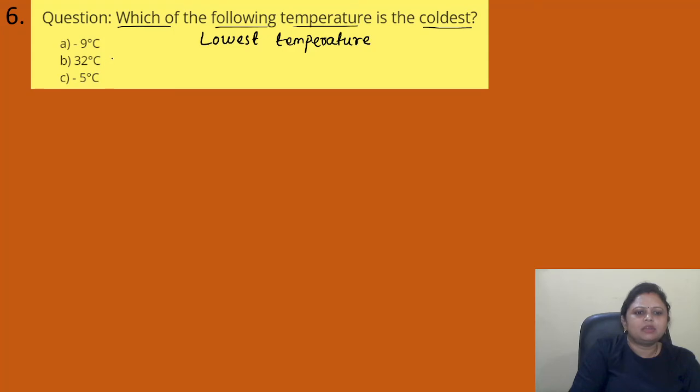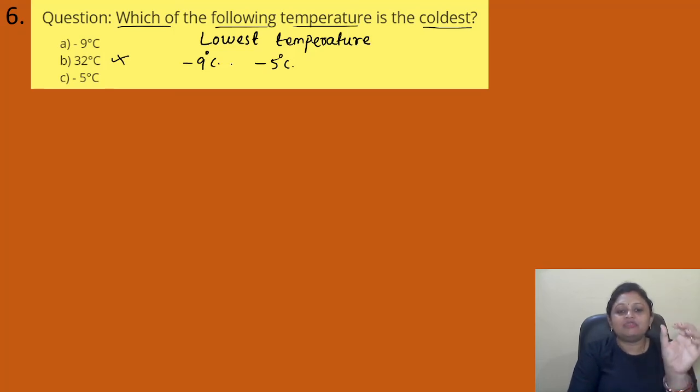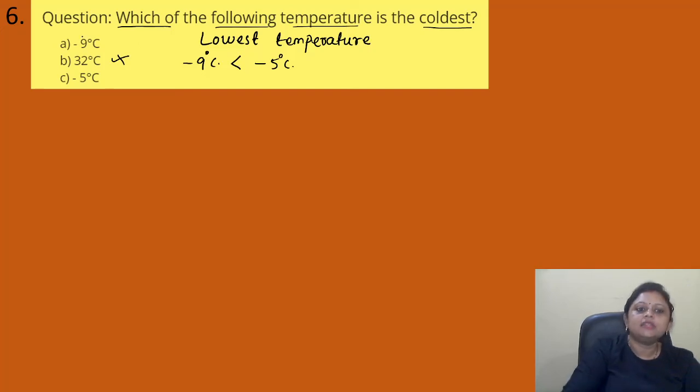If we compare, 32 degrees centigrade is positive, so it cannot be the answer. Comparing minus 9 degrees centigrade and minus 5 degrees centigrade, which has the lower value? We know these are negative numbers. The greater the number, the lesser the value. So minus 9 is less than minus 5. So here the coldest one is minus 9 degrees centigrade. Got it? Okay. Coming to the next question.